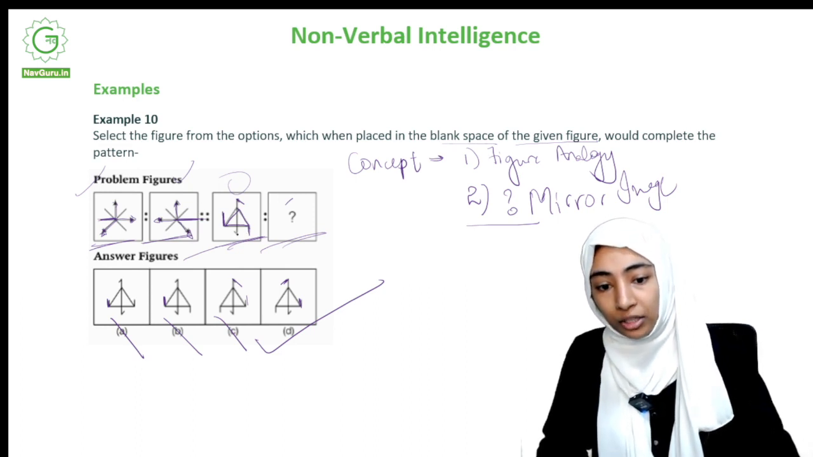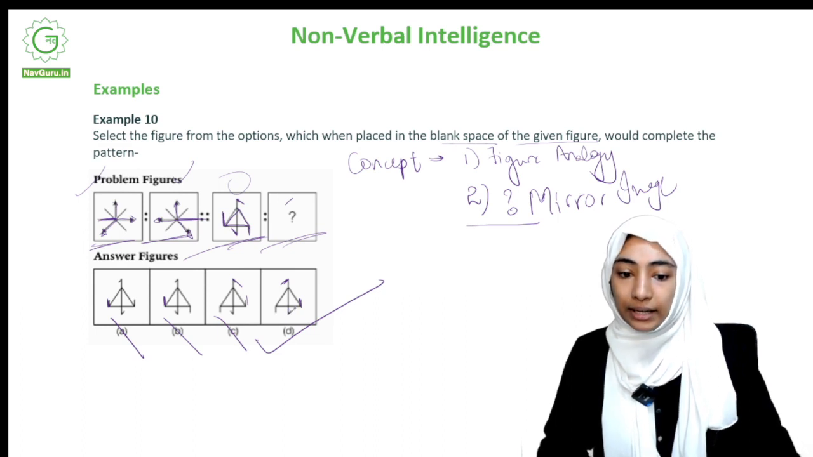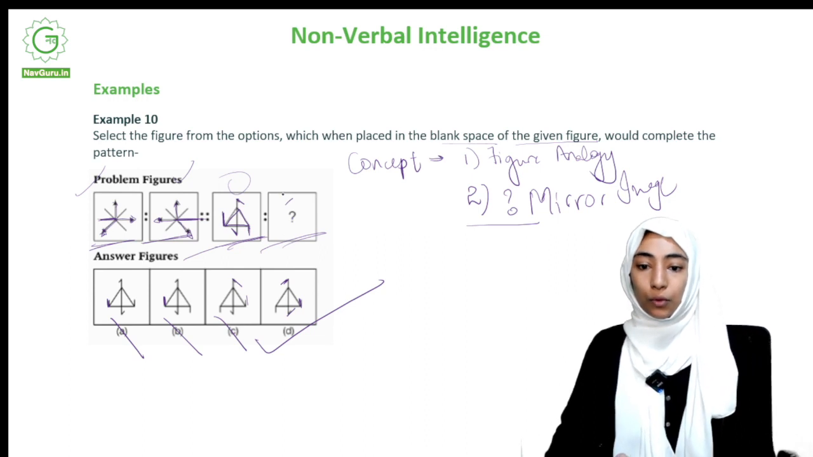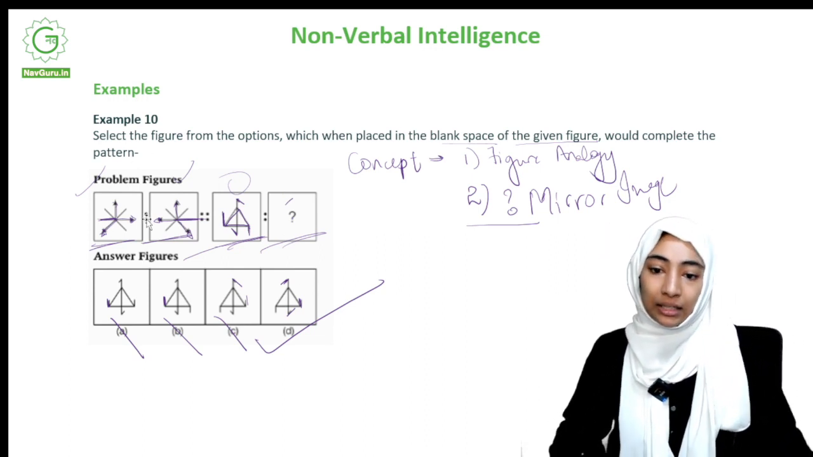Here at the bottom you have a line towards the left, so here the bottom line will be towards the right, and so you've gotten it. The answer is D. So example 10, answer is D, and that is the concept. Okay, so we are done with example 10.